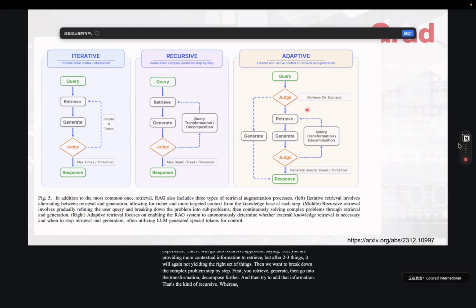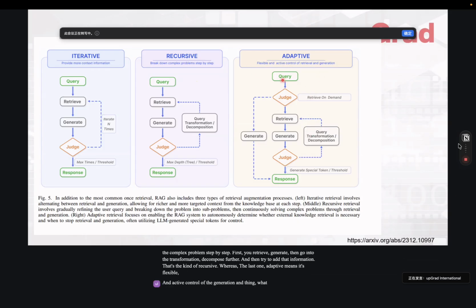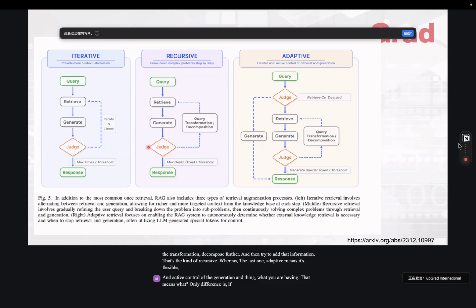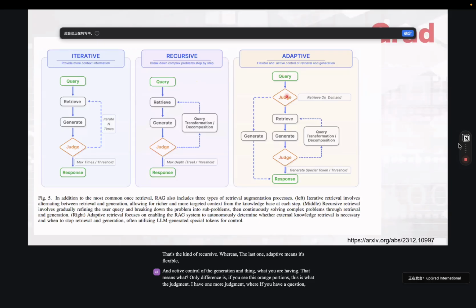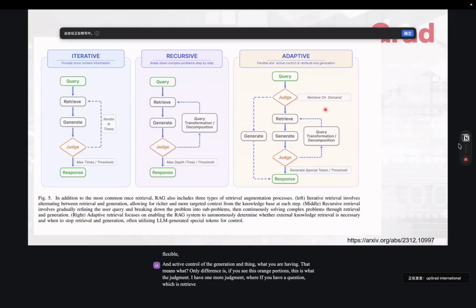Whereas the last one, adaptive, means it's flexible, with active control of the generation. The only difference is these orange portions, which are the judgment. I have one more judgment where you have a question that is retrieve on demand. That means you have enough information, you make a call, then directly generate it. You don't require going to retrieve again on that path, right?